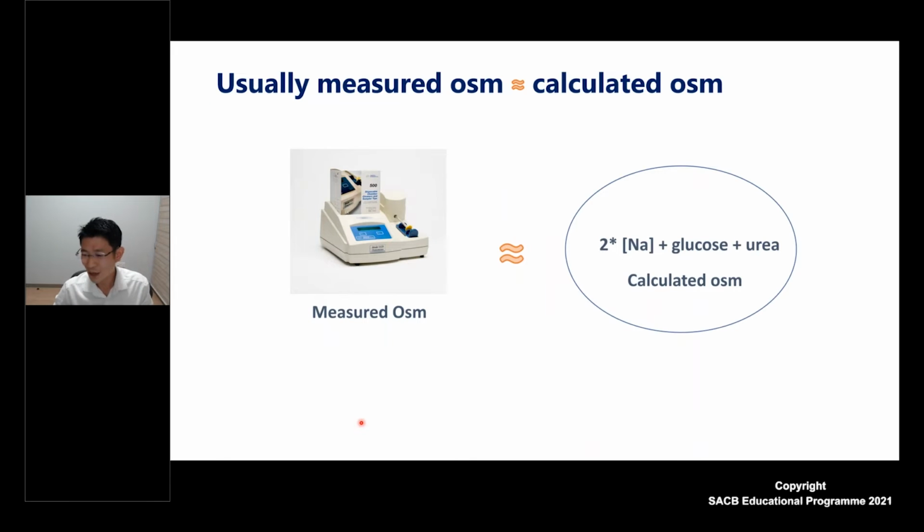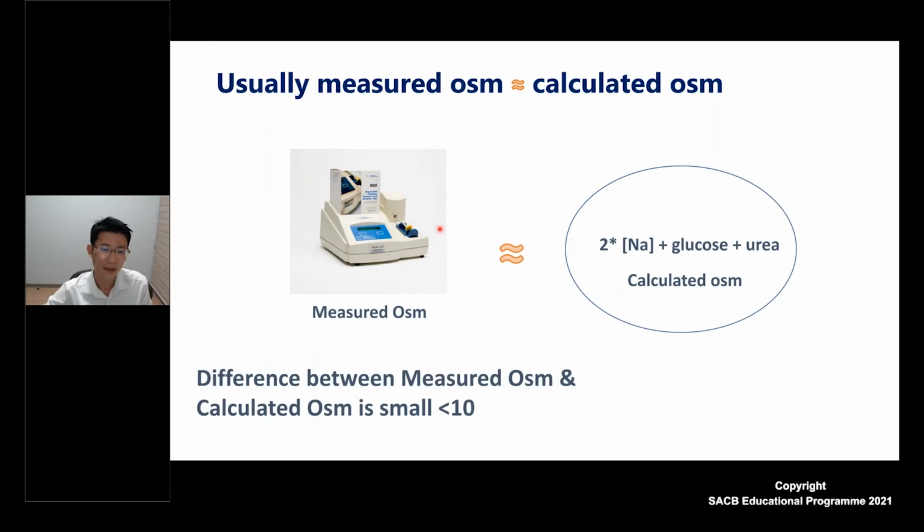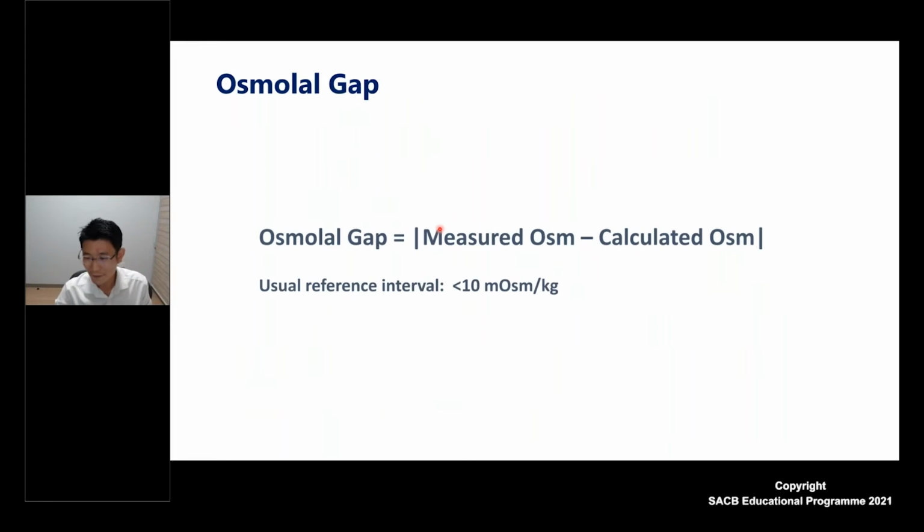In ordinary circumstances, your calculated osmolality, which we have just shown you how to derive, 2 times sodium plus glucose plus urea, should be about the same as the measured osmolality from your freezing point depression method. The difference should be small, usually less than 10. However, less than 5% of the time, there can be a big difference.